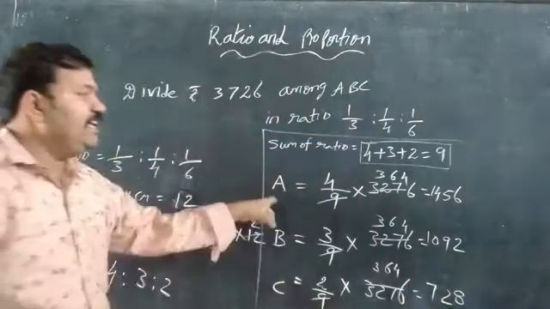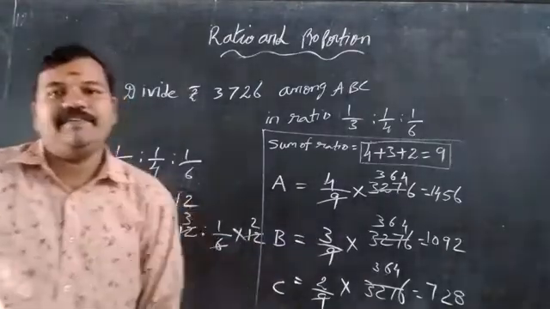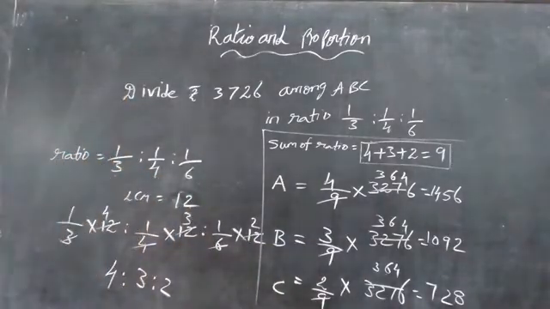So A will get 1456, B will get 1092, and C will get 728 rupees. This is about the sum, where we have to divide the amount. Another one is another model.